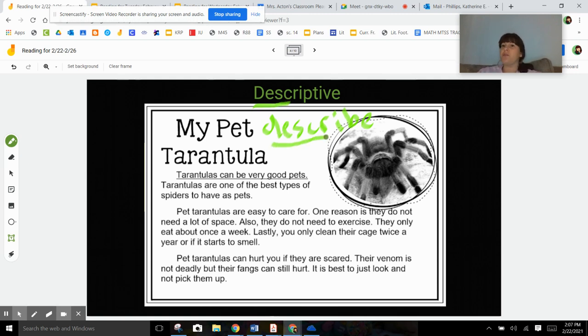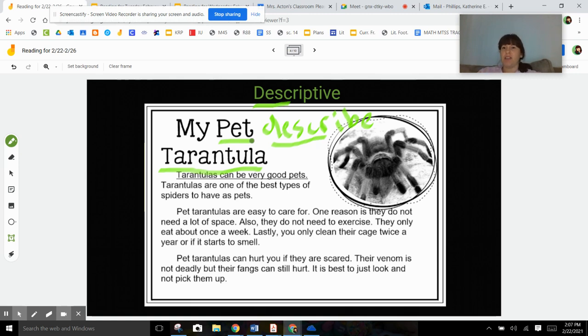When you're being descriptive, it means that you're telling me information. When you're describing something, you're telling me information. So, as we're going through a text like this, every single sentence is going to describe tarantulas as if they were your pet. If my title was Hippos Are Enormous, then every single sentence in that descriptive text would be about hippos and how enormous they are.